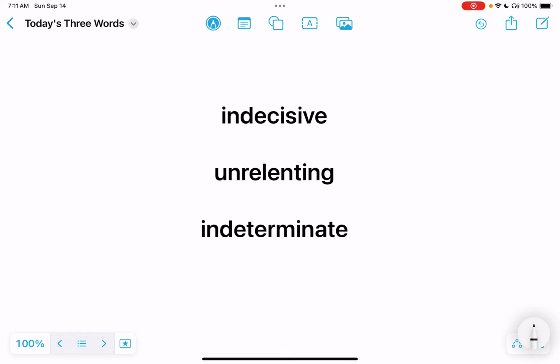Hi friends, today we're going to do my less than 10-minute writing exercise that will improve your writing by expanding your vocabulary. I've selected 3 words for us to play around with in our writing.